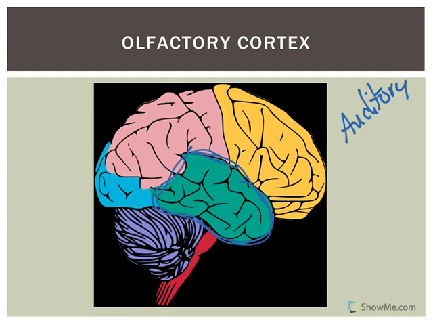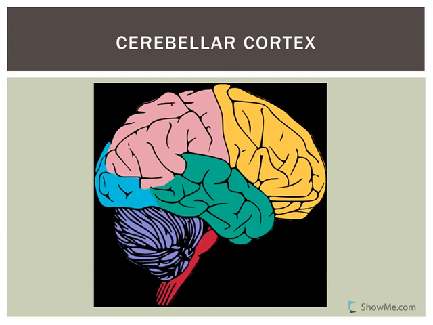Now, information in regards to equilibrium and subconscious proprioception does not reach conscious awareness. That does not go up to the cerebrum. It actually goes to the cerebellum. So it's within the cerebellar cortex, within the cerebellum. Okay?